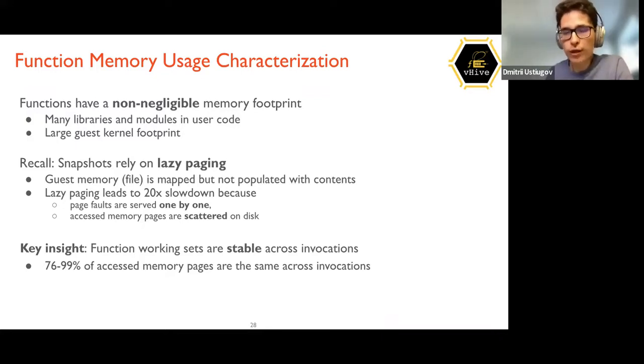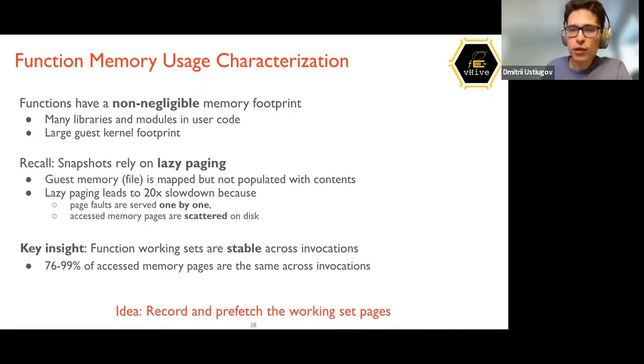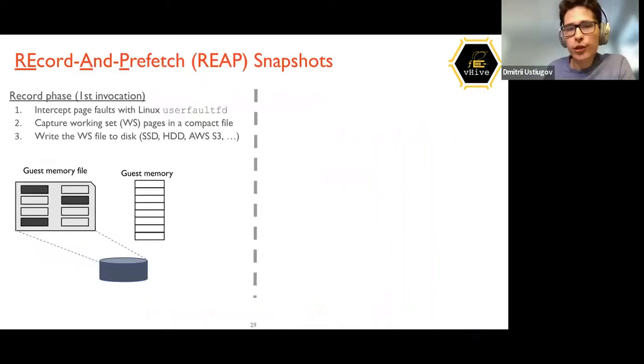We traced these page faults and found the following key observation. When functions execute, they touch almost the same set of memory pages, which means that the functions have stable working sets across invocations. So if you imagine a function which rotates an image, it makes sense that whether it rotates a cat image or a dog image, it will still engage the same Python modules, for example. It's the same networking stack and so on. So this led to an intuitive solution to record and prefetch the memory pages from these working sets for each function. Our record and prefetch solution, called REAP snapshots, consists of 2 phases.